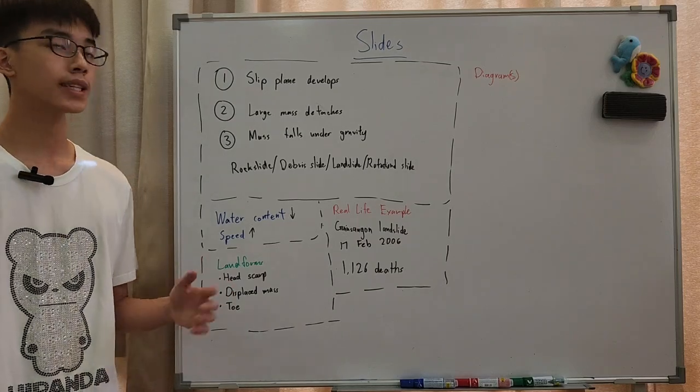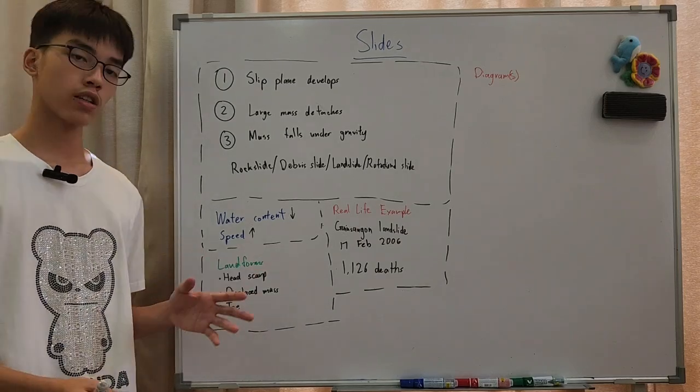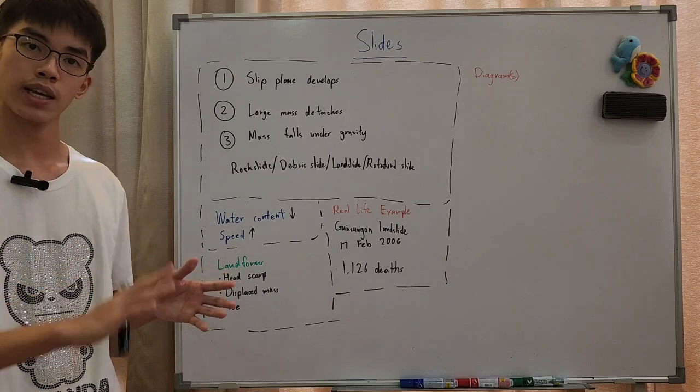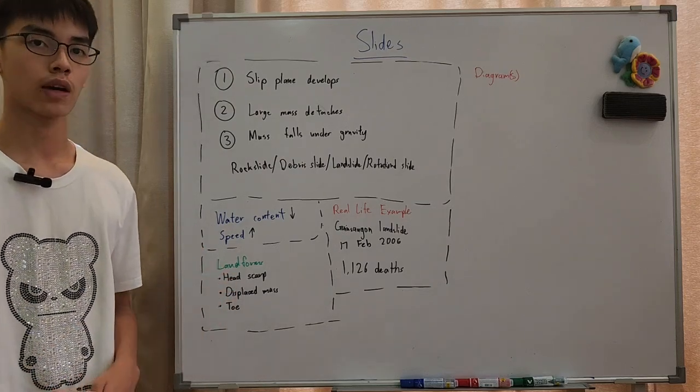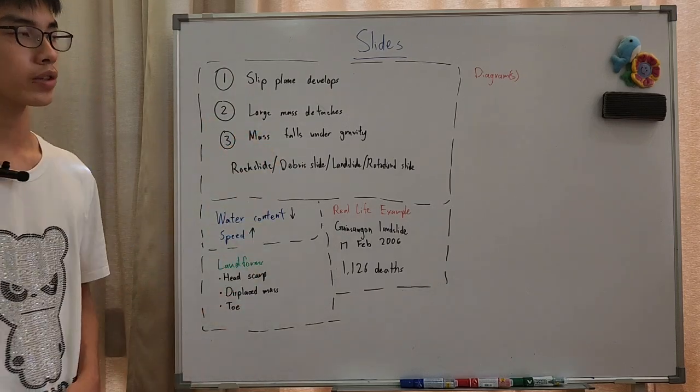Hi everyone, let's talk about slides as mass movements. So slides occur when one entire consolidated massive block slides along a slip plane under the influence of gravity. So we can put these steps on the diagram over here.